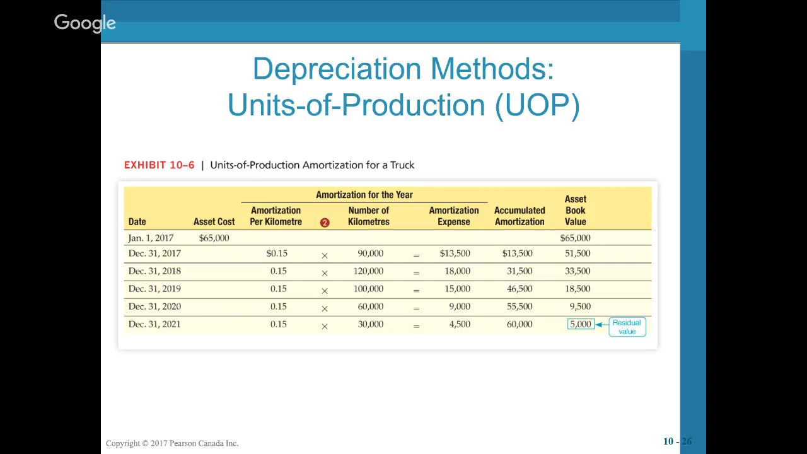Okay, this is a little tricky, so I just want to quickly make sure that this is clear. In our last year, the depreciation we're going to record in units of production will be exactly the amount needed so that the book value is equal to the residual value in the last year.